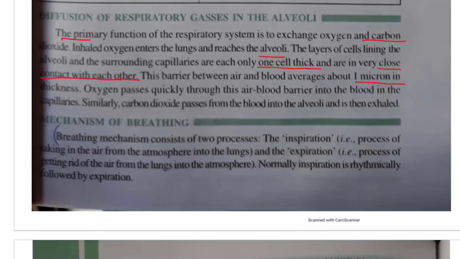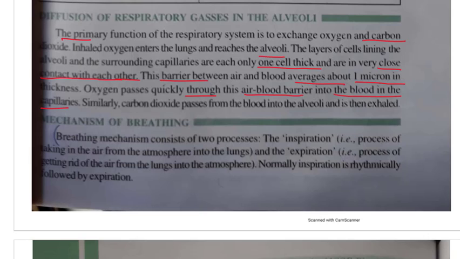If you see the barrier between the air which enters the alveoli and the blood vessels, you will find that the average barrier is about 1 micron. It means that at 1 micron distance there is a blood capillary. So oxygen passes quickly through this air blood barrier, this 1 micron barrier, and enters into the blood in the capillaries.